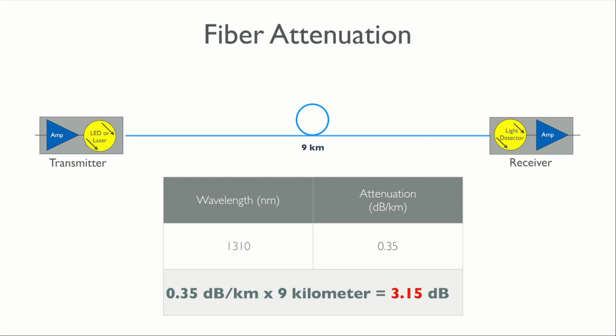In this example, the fiber distance from the transmitter is 9 kilometers at 1310 nanometers. The attenuation at 1310 nanometers is 0.35 dB per kilometer. If we multiply 9 times 0.35, we get a total loss of 3.15 dB.